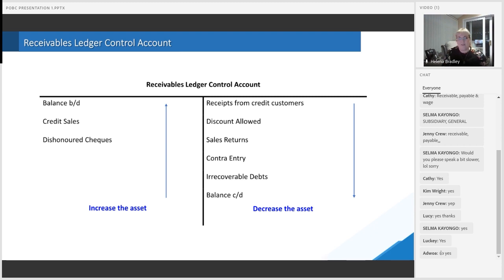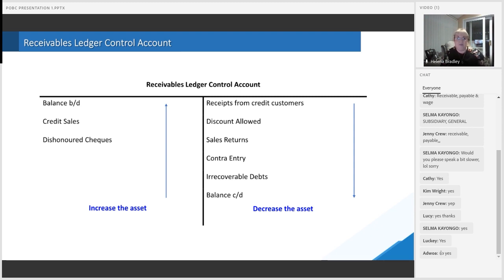So thinking about those types of transactions, the balance brought down on the receivables ledger control account will always be a debit, because collectively, our customers will always be an asset balance. That's not to say in the memorandum account ledger, the receivables ledger, you may not have a customer account that's a credit balance if there's been an overpayment. But as a total, in the control account, the balance brought down is always a debit.